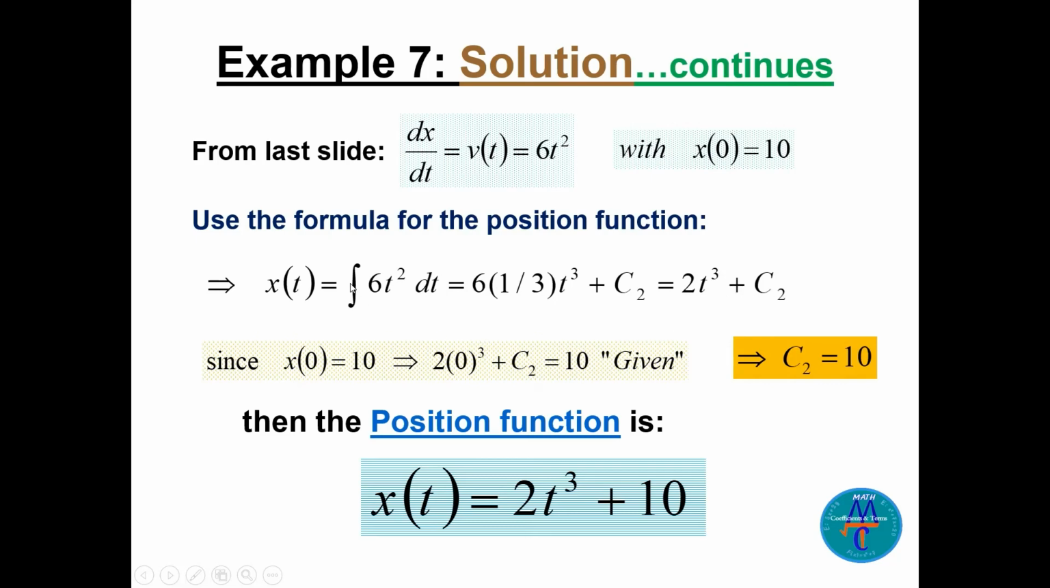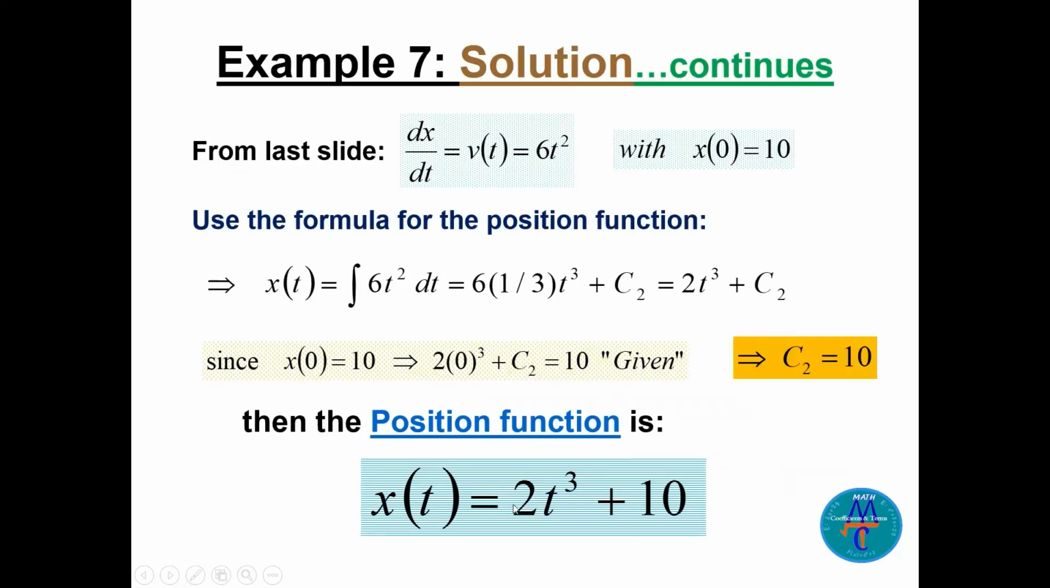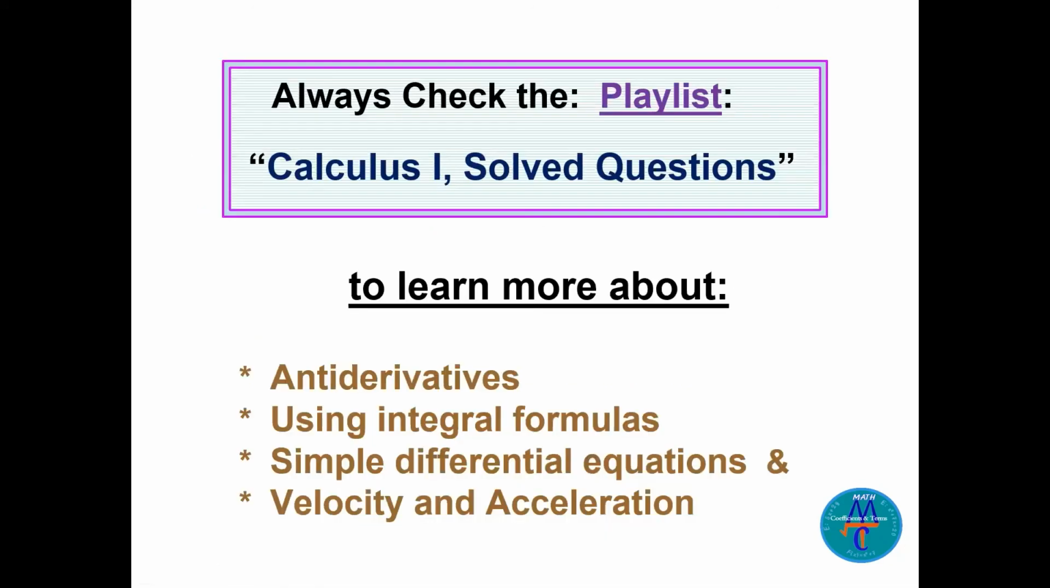Now you replace x of 0 equal to 10. So I put 0: 2 times 0 cubed plus C sub 2 is equal to 10. So the second constant in the position function is 10. Now look at the final answer. The position function is x of t equals 2t cubed plus 10. Now we are finished.